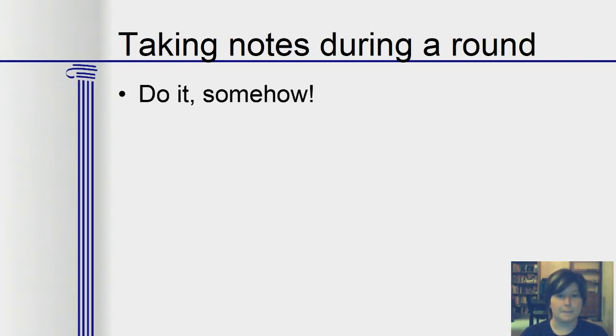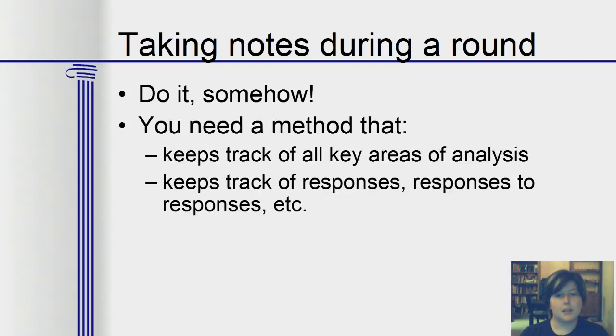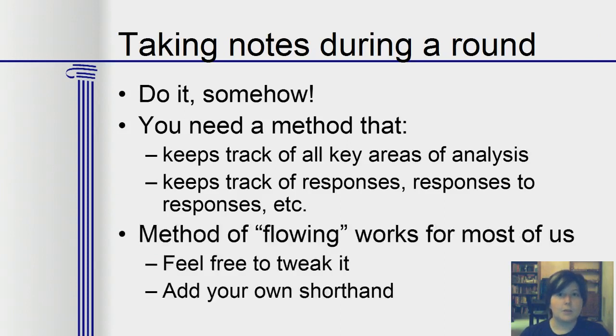You'll need some little reminders of what the big ideas were in the round and what you're planning to say about them. So in order to have a good note-taking method, you need something that will keep track of all those main ideas in the round, the key areas of analysis, or the independent points, as we call them. You'll also need to make sure that your method keeps track of responses to those points, and responses to responses, and responses to responses to responses, and so on, because that's what makes it a debate round in the first place.